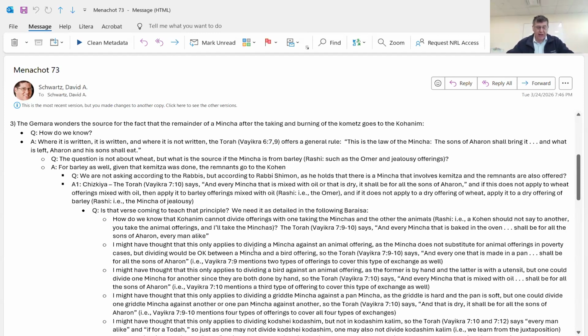And then what about the dry aspect? We don't need, again, the dry aspect to tell us anything about a dry wheat offering. So taneu inyan l'chareva shel sa'orin. So apply it to a dry barley offering that's mincha. And what is that? L'chareva shel sa'orim. Rashi tells us minchas kenos. That's referring to the mincha of jealousy of a sota.